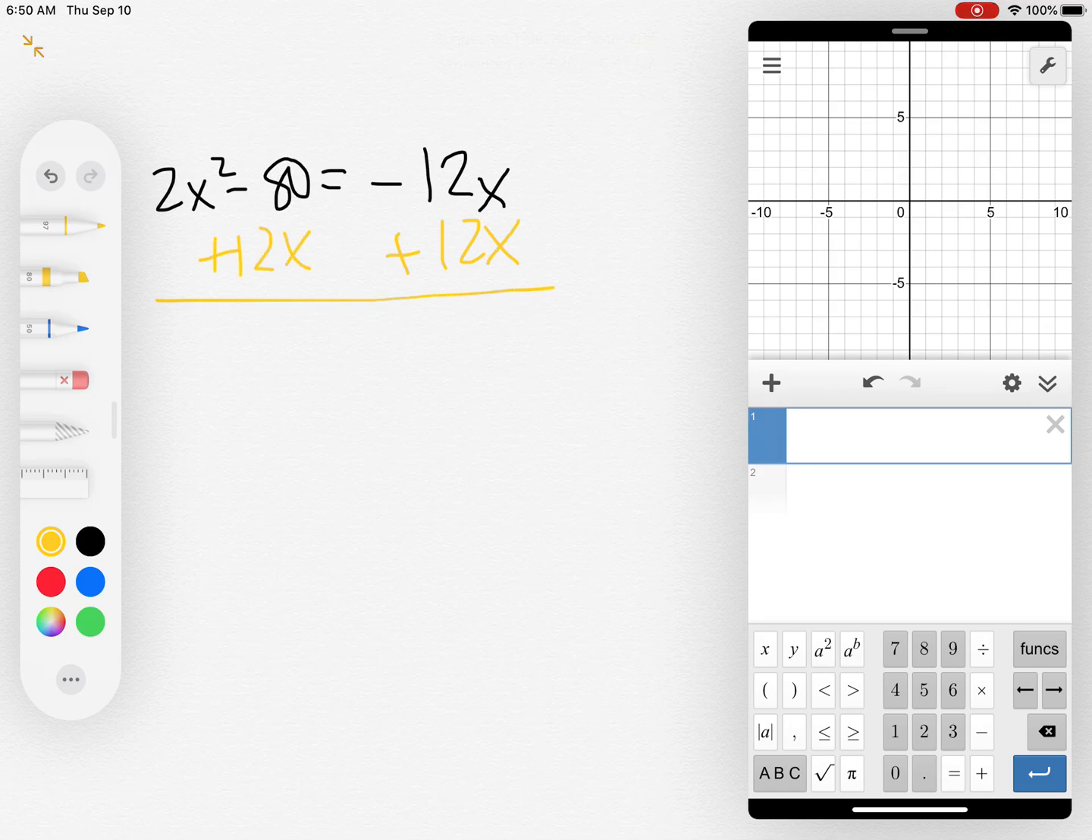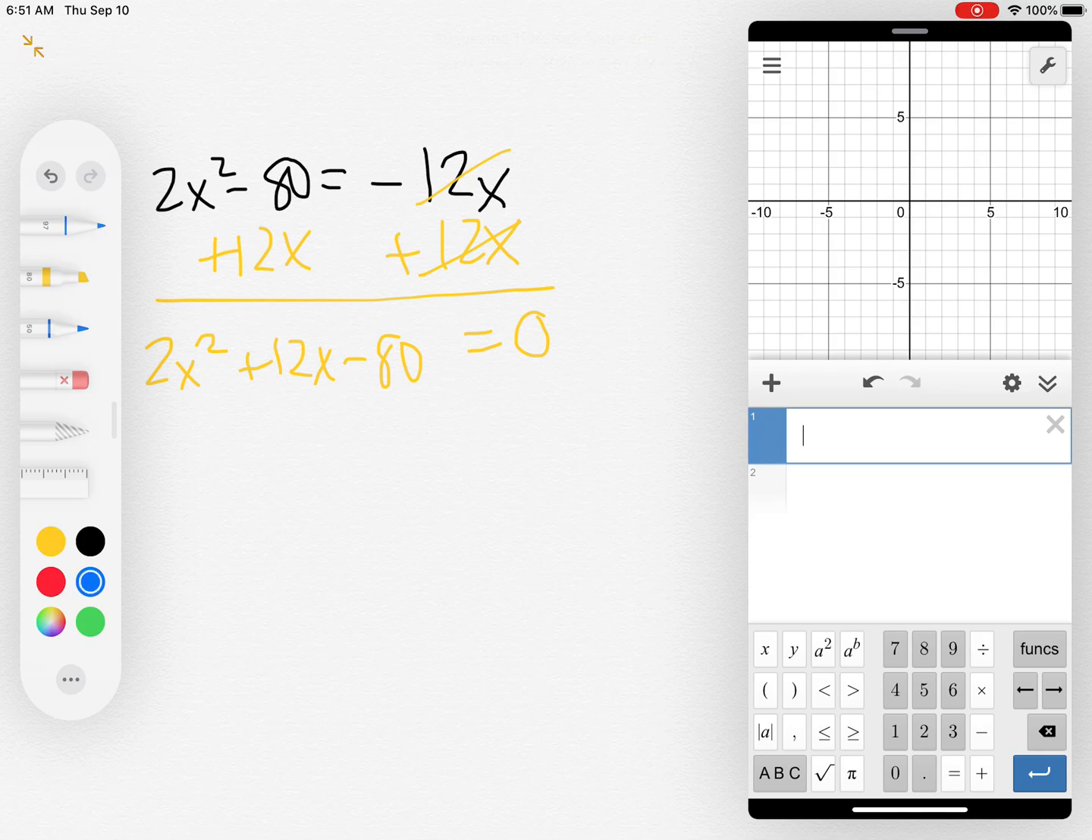When you do that, make sure you go ahead and write everything in the correct order. So over here on the right-hand side, they're going to cancel, so it's going to equal 0. That part's easy. Left-hand side, we want our x squared term first, then our regular x term, then minus 80. Notice that none of those were like terms, so we don't have to worry about combining any like terms. We're just putting things in the right order.